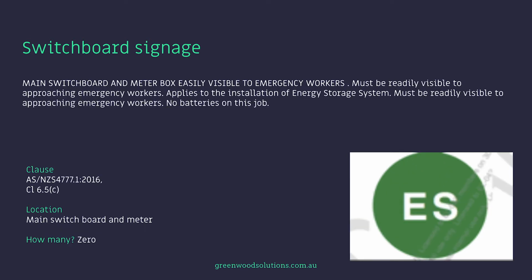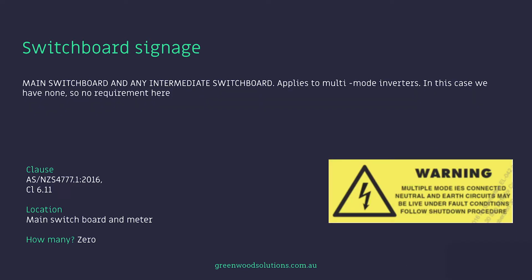The next sign, the applicable standard is 4777.1, clause 6.5c. The location is the main switchboard and meter, but how many? 0 in this case. This applies to the installation of an energy storage system, and in this case there are no batteries involved, so we don't need this sign. Next sign again goes back to 4777.1, clause 6.11. Location, main switchboard and meter, but in this case there's 0. It applies to multi-mode inverters, and we have none because we have no energy storage component.